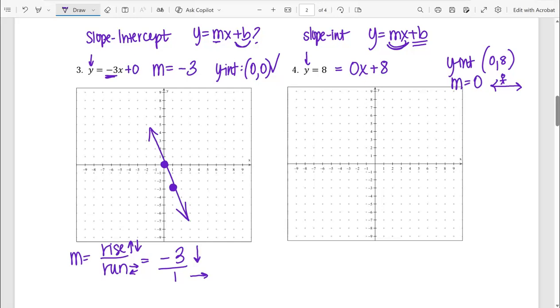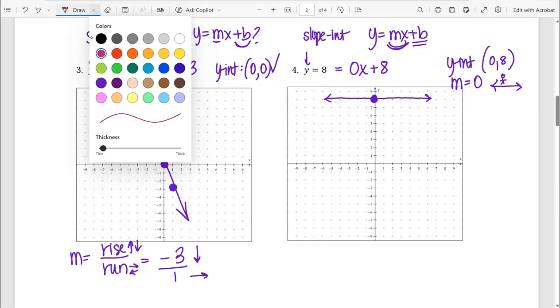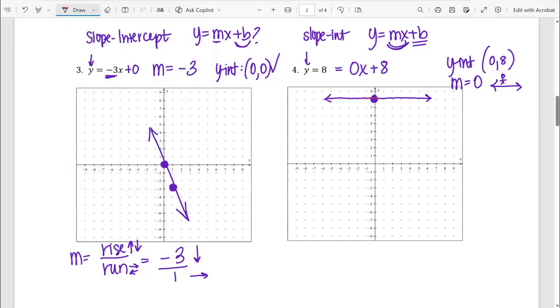So in order to graph an equation like this, I'd still have 8 as my y-intercept, but I draw a line horizontally through that point. Notice I'm actually cutting the y-axis. And anytime you see y equals and just a number, it's going to end up being that special case where I cut the y-axis at that number.